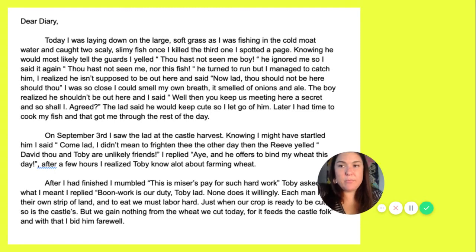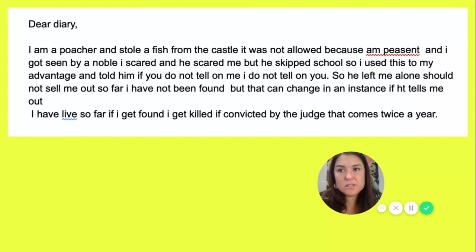Here's another great example from the very first sentence again. And you can pause this and read and come back. But from the very first sentence, I see how it's in the poacher's point of view. He's laying in the soft grass. I've got some sensory details there. I see dialogue. I see paragraph organization. This is a great example of the focusing question task. All right, here's another one. Pause and read.